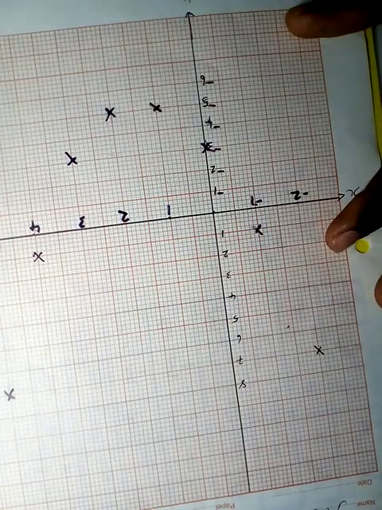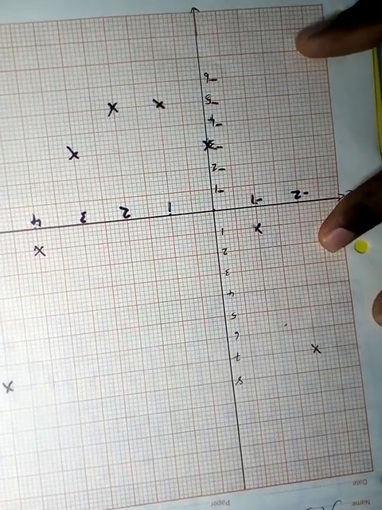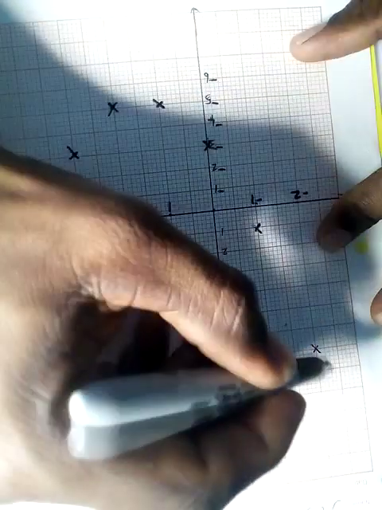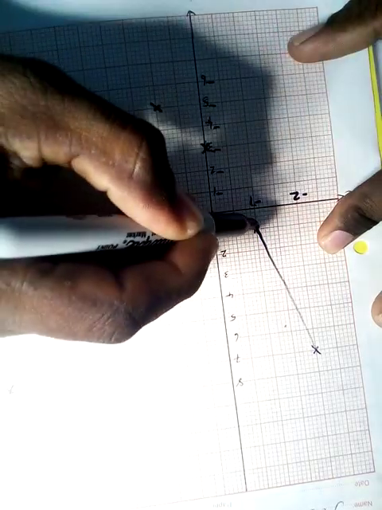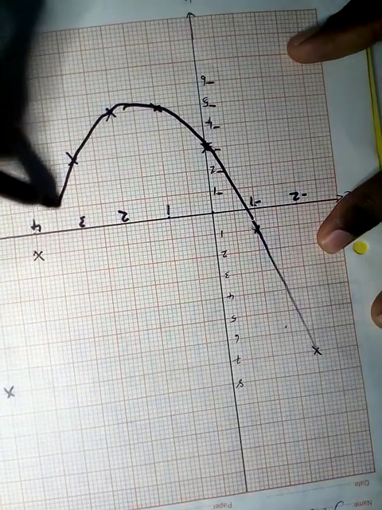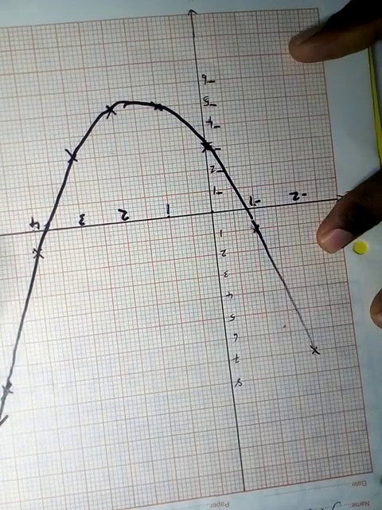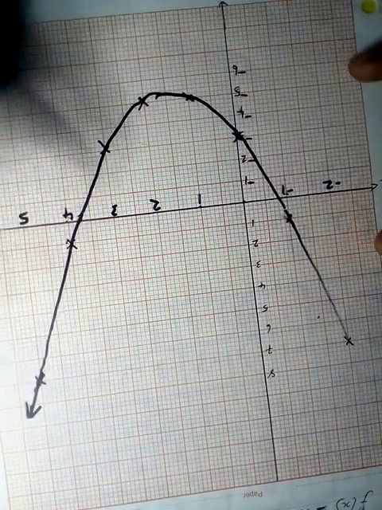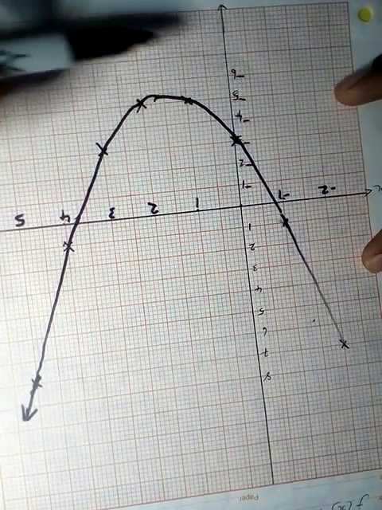We sketch our graph and we use our freehand to draw the parabola or the quadratic curve. We don't use any ruler. Try your best to get it as neat as possible. And this is our function f of x equal x squared minus 3x.